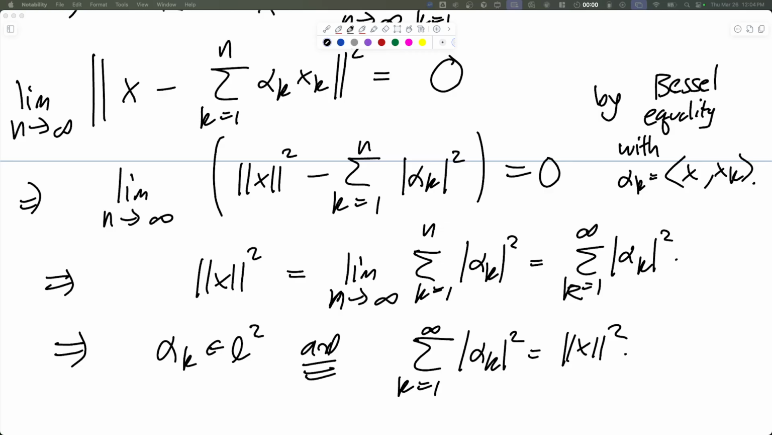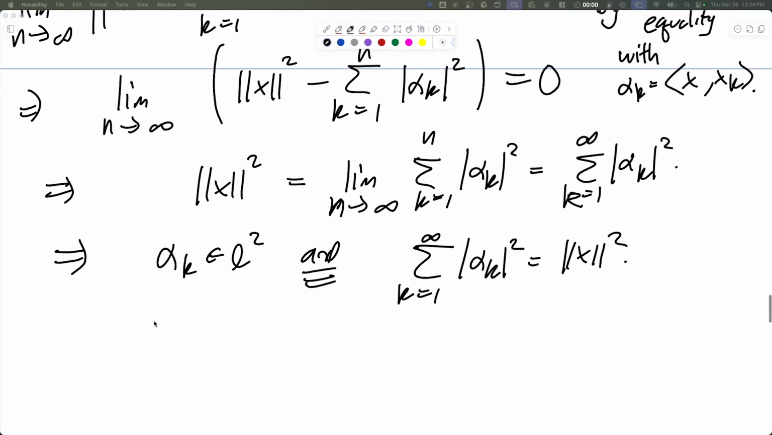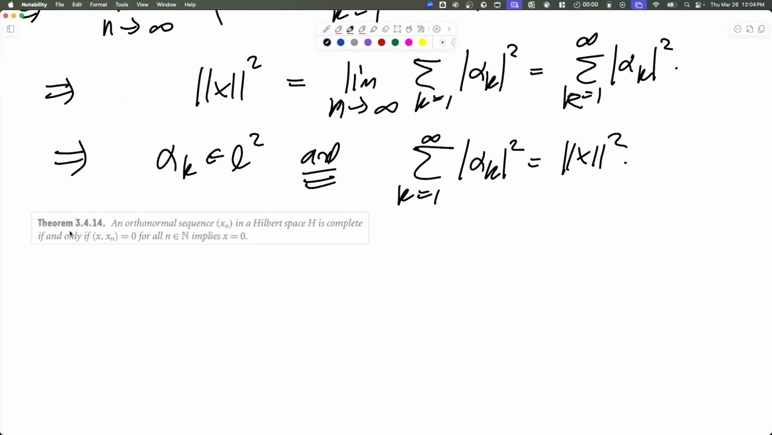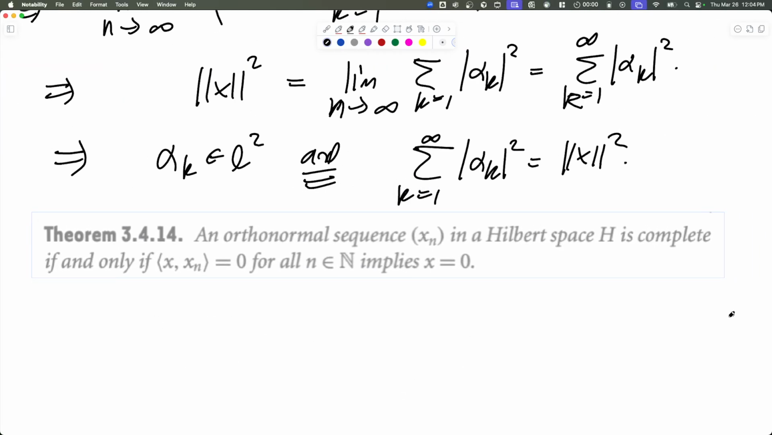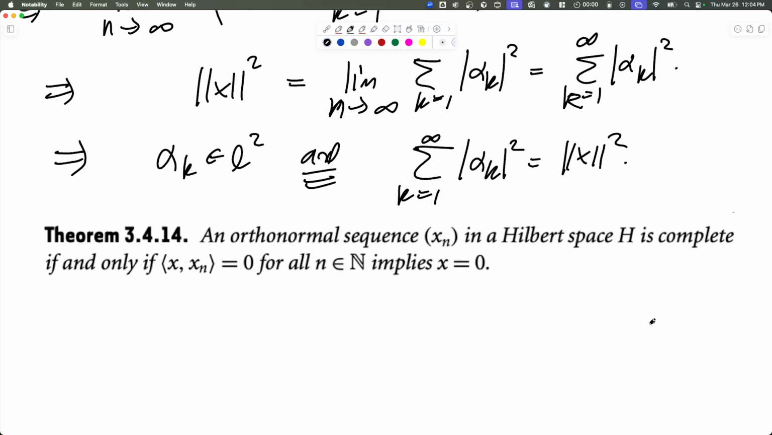Even before that, we have this theorem right before Parseval's identity that is essentially one of the most useful ways to prove something is complete. An orthonormal sequence is complete if and only if, when all the coefficients are 0, x equals 0. To give you an example of what this kind of theorem is saying, so you can intuit what it's trying to say.